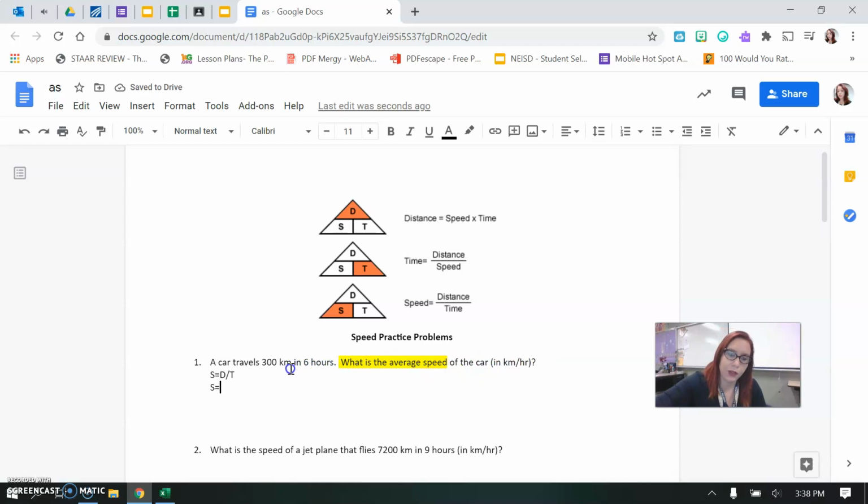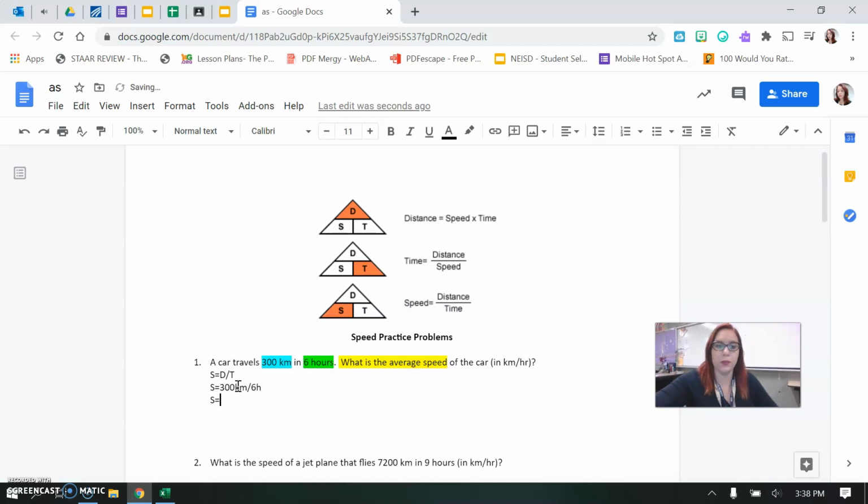So you have to decide which one of these is the distance. Is it 300 or 6? This is why you have to know units. Our distance will have a unit of kilometers, meters, miles, something like that. So this is our distance because it's kilometers. Our time, you guys know time already. Hours are a unit of time. So you have to know which one is the distance because the distance has to go first. So 300 km needs to go first, and then you divide that by time, which was 6 hours.